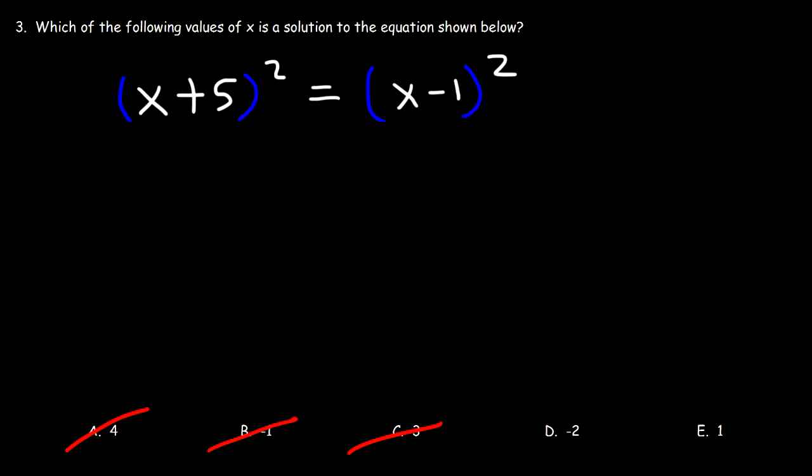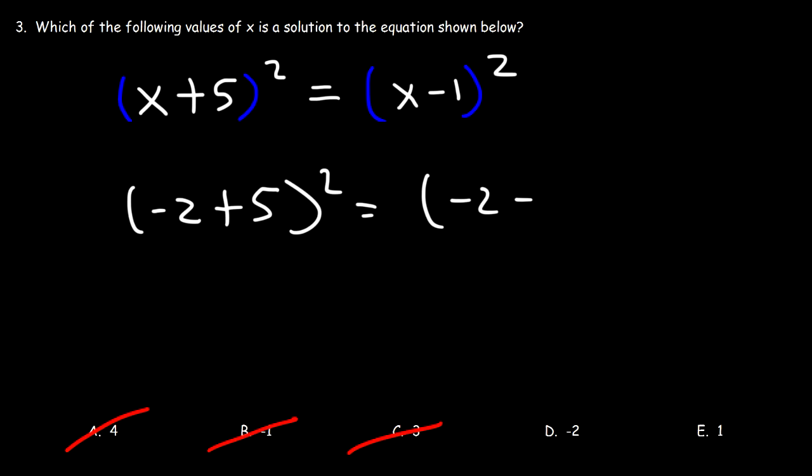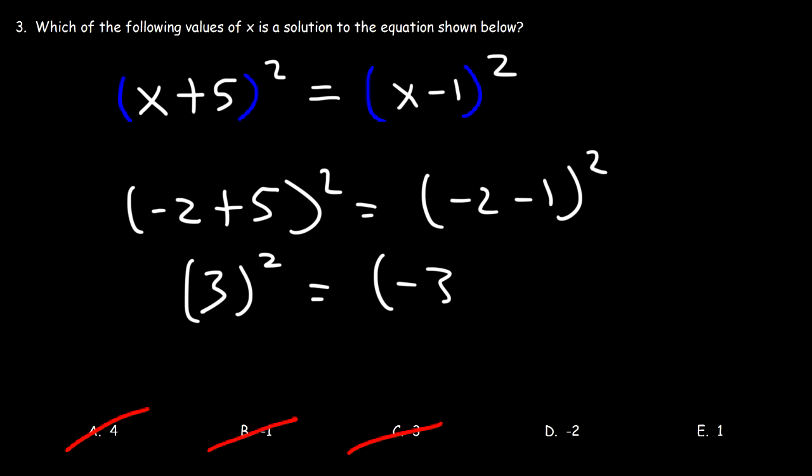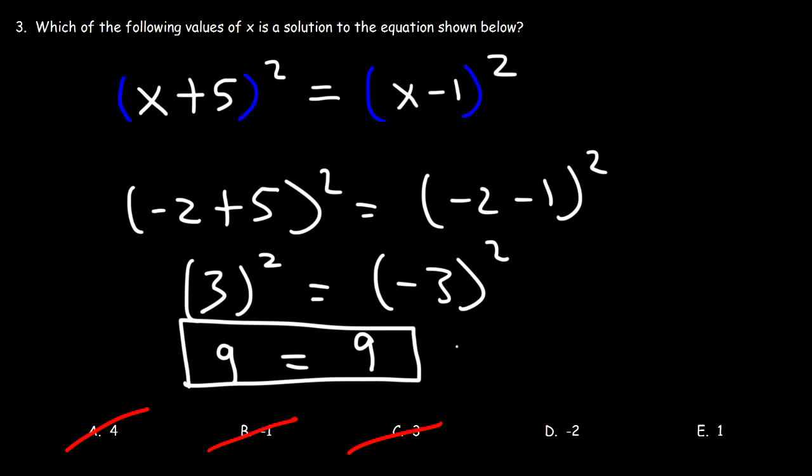Now let's move on to answer choice D. Negative 2 plus 5 squared is equal to negative 2 minus 1 squared. Negative 2 plus 5 is 3, and negative 2 minus 1 is negative 3. Okay, so this looks good. 3 squared, that's 3 times 3, that's 9. Negative 3 squared, which is negative 3 times negative 3, that's still positive 9. So both sides of the equation work, which means that D is the right answer choice.